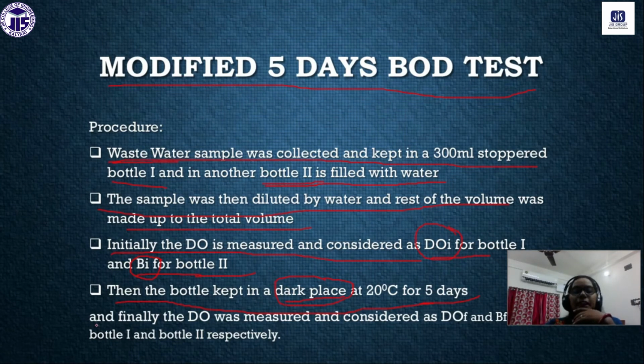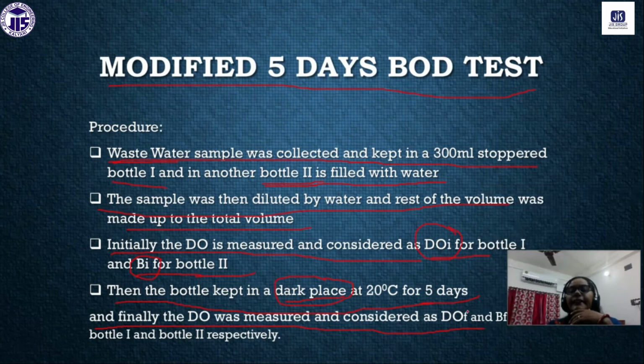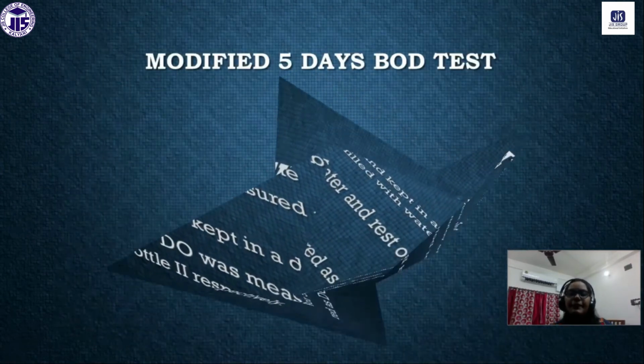After 5 days, the last step is that finally we measure the final amount of the dissolved oxygen, which is DOF for bottle 1 and BF for bottle 2. Okay, so these are the two final values of the dissolved oxygen for bottle 1 and bottle 2 respectively.